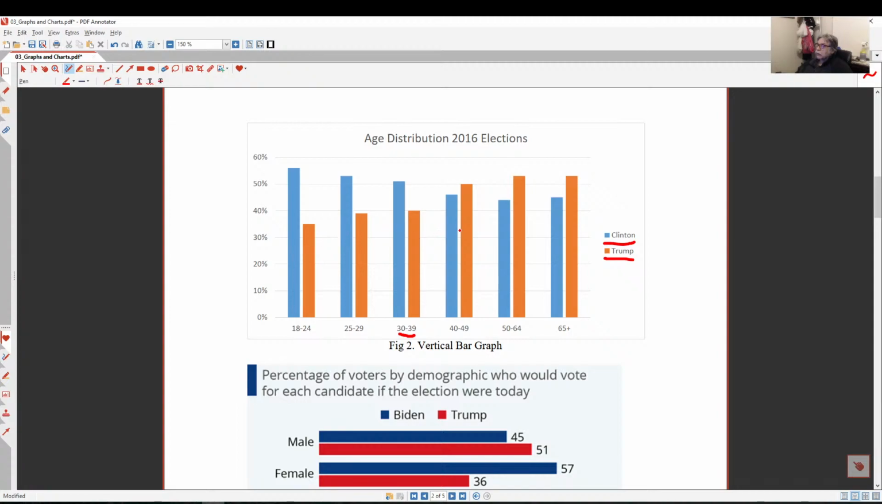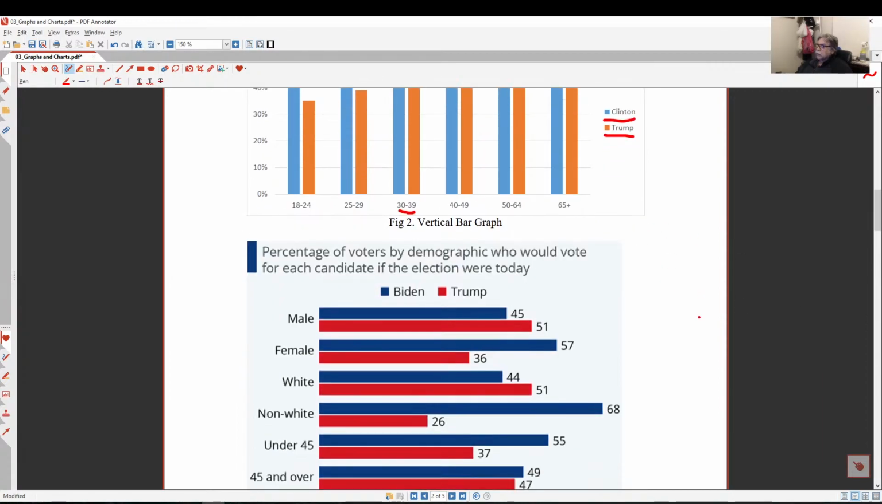So you can see some trend as the age increases. Candidate Trump has more percentages of voters, and as the age decreases, candidate Clinton had more percentage of the voters. So this is an interesting age distribution.